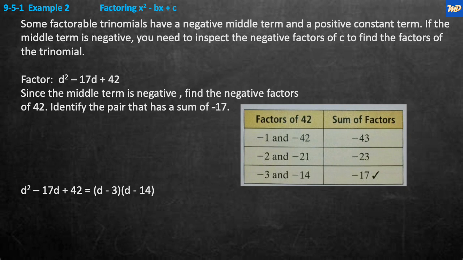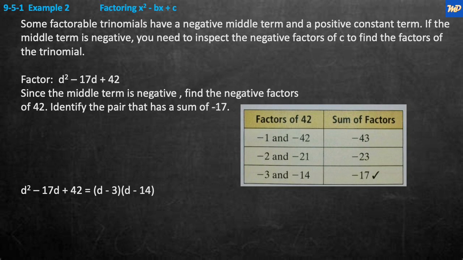Okay, example 2, factoring x squared minus bx plus c. As you notice, we have a negative term in the middle term, and it causes us to think a little differently about how we're going to factor it. Some factorable trinomials have a negative middle term and a positive constant term. If the middle term is negative, you need to inspect only the negative factors of c to find the factors of the trinomial. And when they say the negative factors, they mean only the negative valued ones.